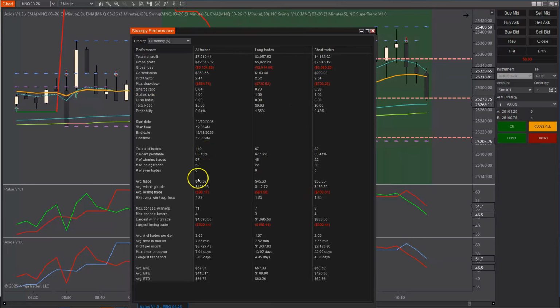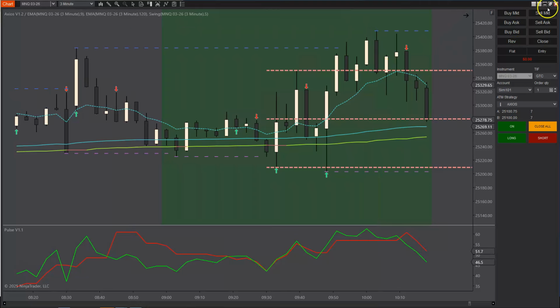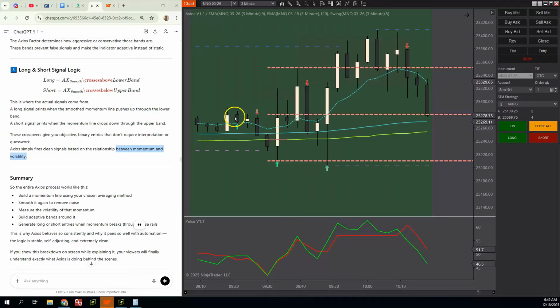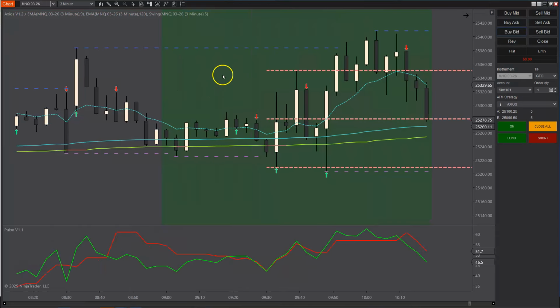So we can take this and also layer in or think about all the manual trades, and I'm going to go over a few of them right now. I'm going to try to make it simple and clean too, because I've actually done us a favor and written them down here for us. Axios manual methods: Mean Reversion A, Mean Reversion B, Mean Reversion C, and an Axios continuation. Let me see if we can find, we'll just go through a few of them here. First, let's clean up the chart so it's easier to explain. So let's remove the automation.